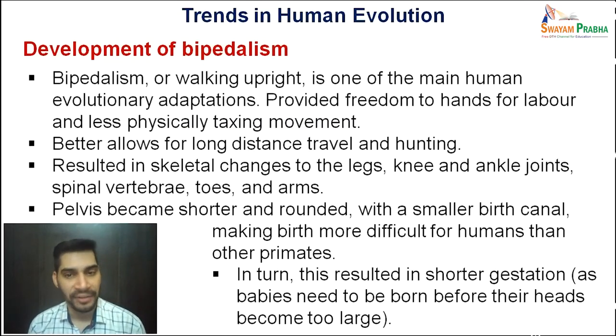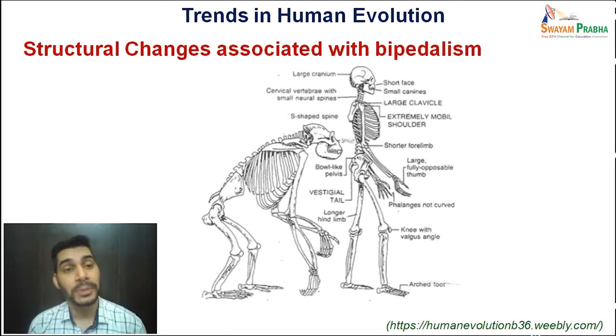The pelvis became shorter and rounded with a smaller birth canal, making birth more difficult for humans than other primates. In turn, this resulted in a shorter gestation period, as babies need to be born before their heads become too large. So these are some of the changes and the effects associated with the development of bipedalism. There have been lots of structural changes associated with bipedalism.